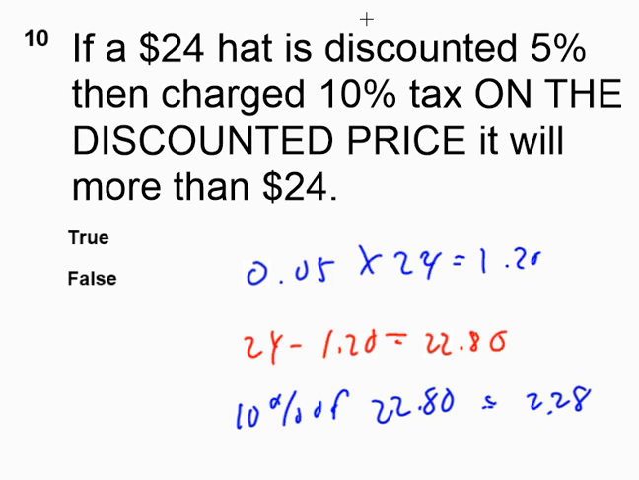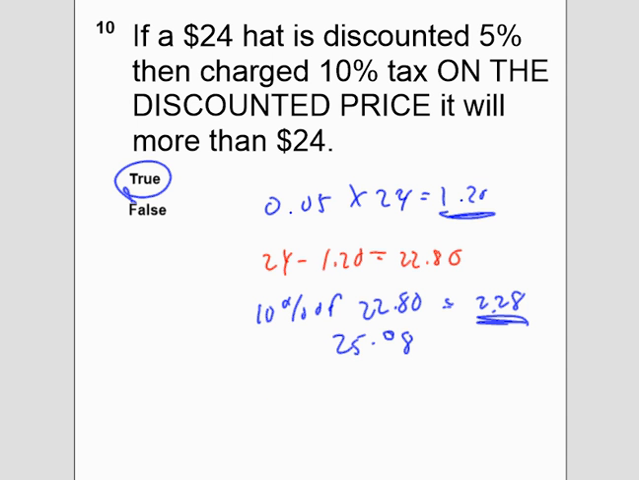And since I know the discount was $1.20 and the tax is going to be $2.28, then I could say it's going to be more than $24. We know that for sure. The actual cost is going to be $25.08, which is more.